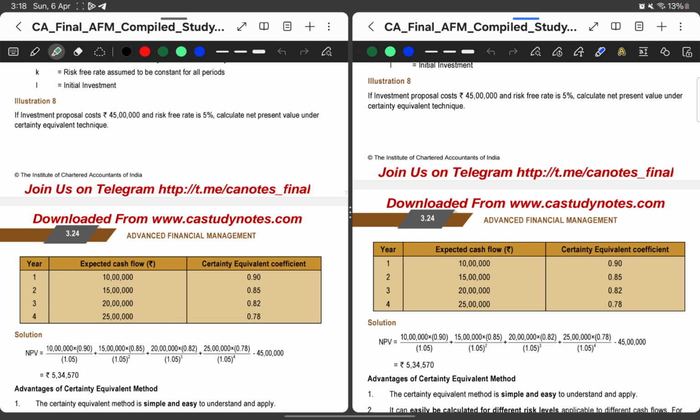So as I previously told, how did they arrive at this certainty equivalent coefficient? It is nothing but the certain cash flow divided by the expected cash flow or the risky cash flow. So in this, if I multiply 10 lakh into this 0.9, I'm getting 9 lakh.